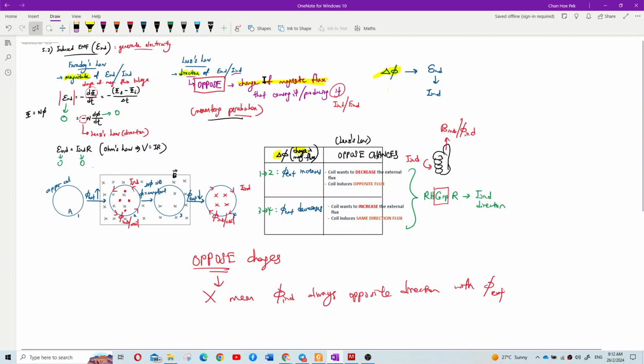You must understand it properly. What is meant by opposed changes? Opposed changes means when the flux increases, the coil tries to decrease back the flux by producing opposite direction flux. If the external flux is decreasing, the coil tends to increase it back, trying to increase back the flux. So that's why it produces same direction flux. That is what is meant by Lenz's law, opposed changes.